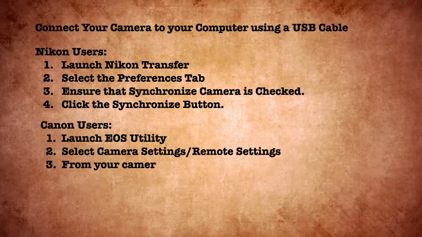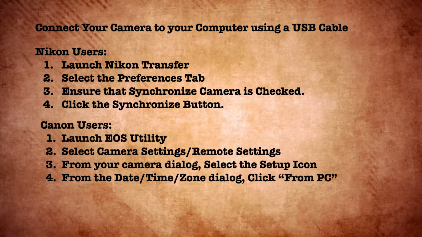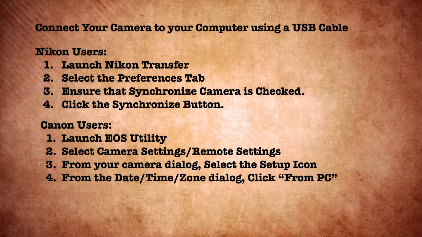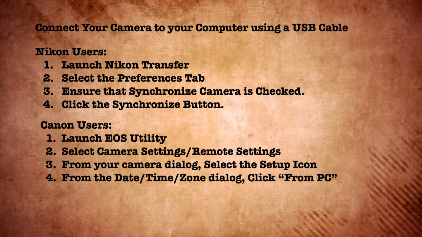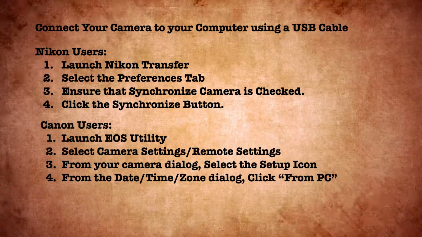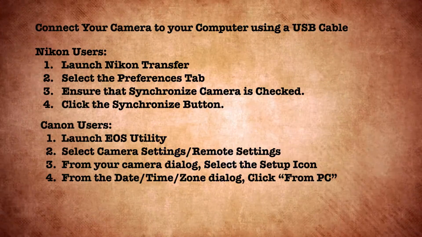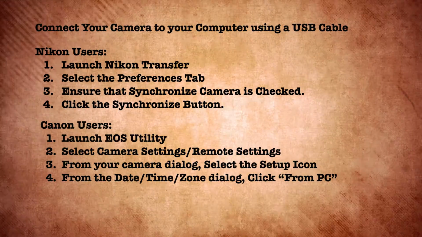For Canon users, launch the EOS Utility. Then select Camera Settings, Remote Shooting. Your specific camera dialog will pop up. Select the Setup icon. A Date, Time, Zone Settings dialog will pop up. From there, click the From PC button.